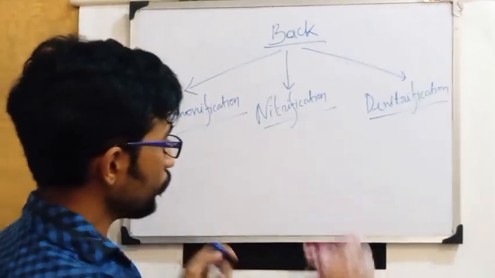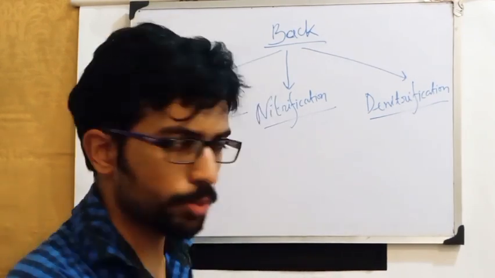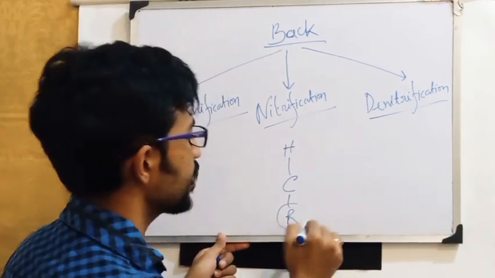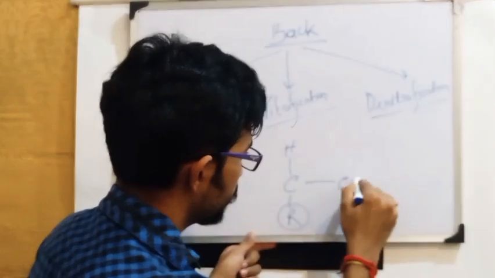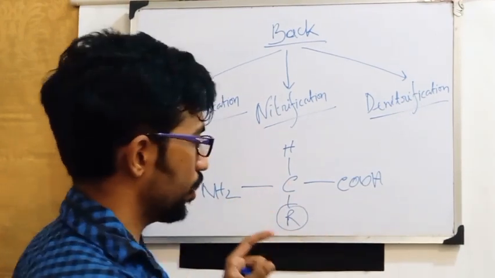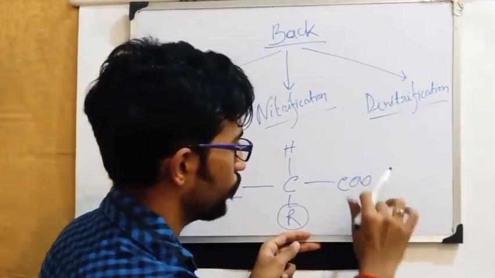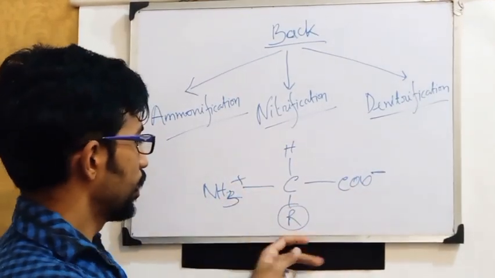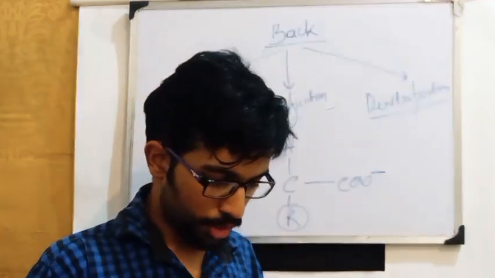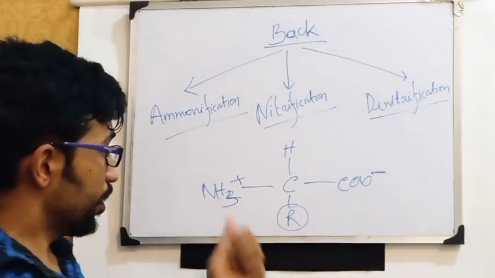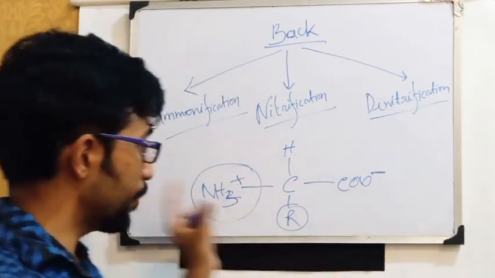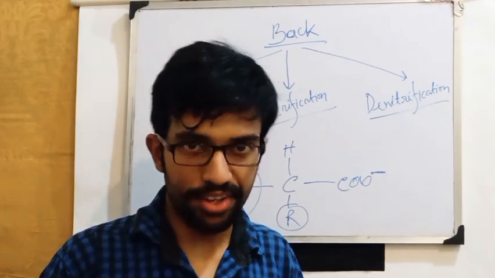If I draw the structure of an amino acid, it is like this. This is an amino acid which has H, R, where R is any alkyl group, and this is COOH, and this is NH2. This is a simple amino acid, but this is not the active form. This is the active form of an amino acid: NH3 plus and COO minus. So you can see that this is the ammonia part of the amino acid, the amine part which will give the ammonia.